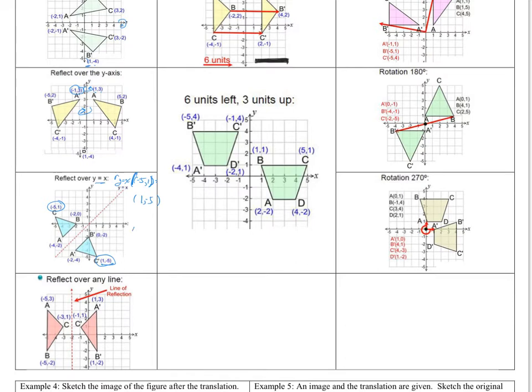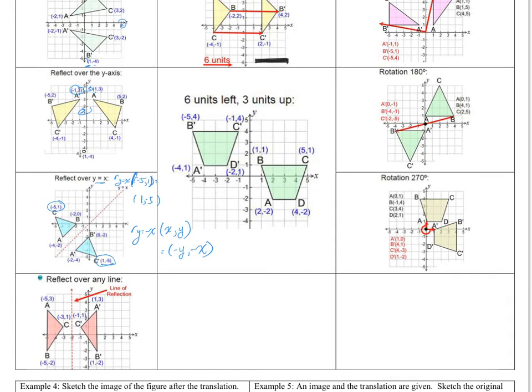And if it reflects over y equals negative x, then, for example, if we have a point (x, y), it would then be not only reversed, both coordinates would take the opposite of the original.